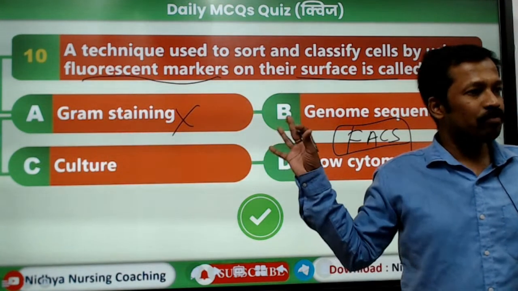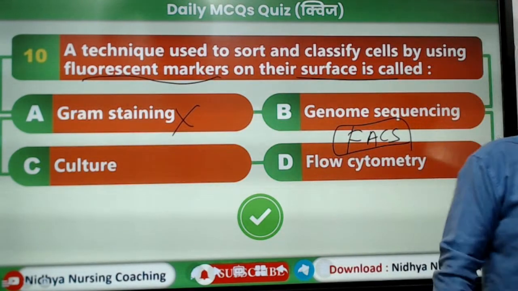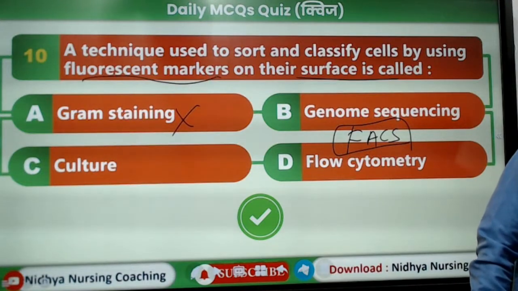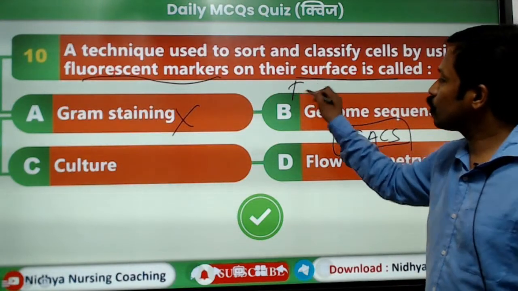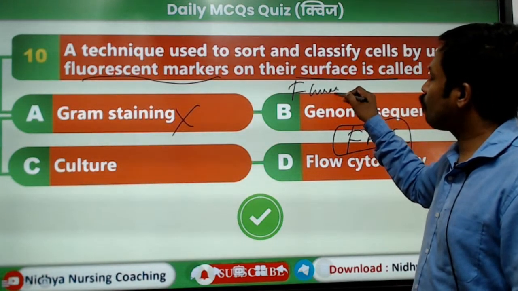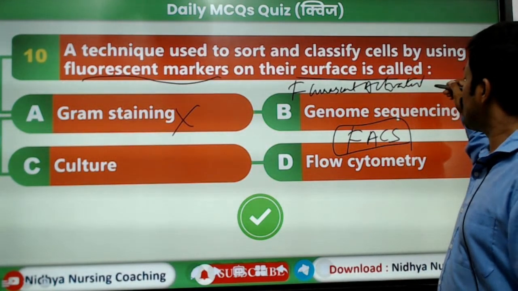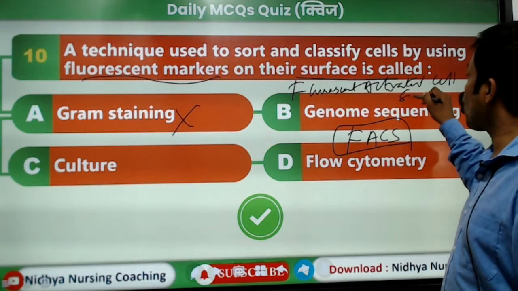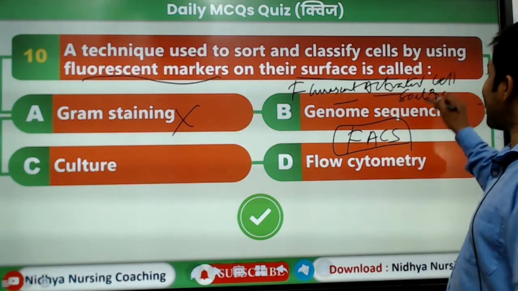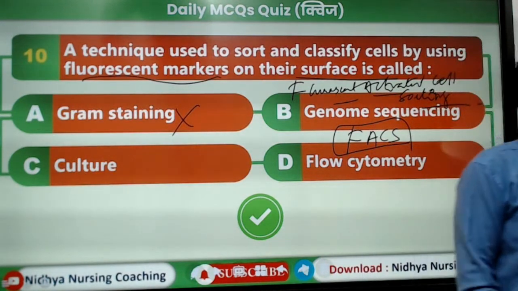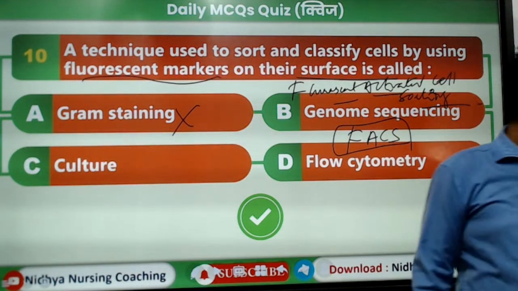Method tells staining method, fluorescent methods. Okay, we don't want to go that much deeper. We will go for one thing. FACS means fluorescent activated cell sorting method. That is what FACS is.